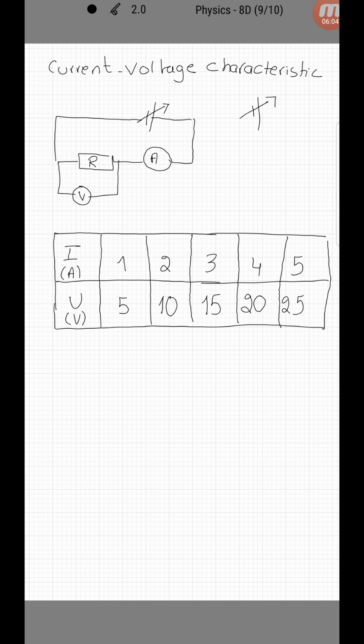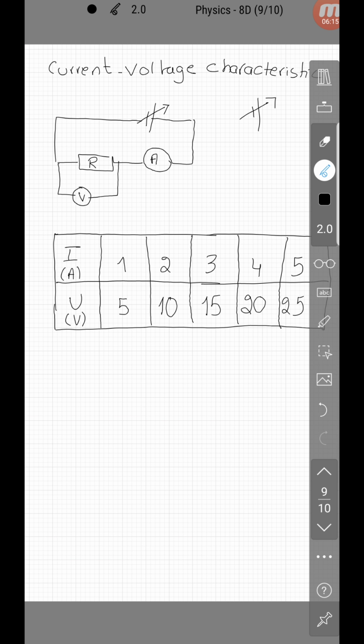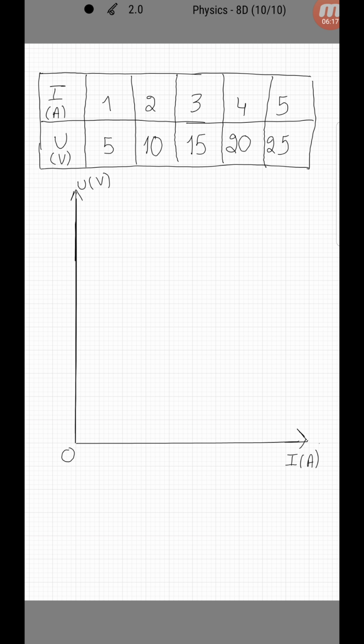Now, this is the table. Now, if I want to draw the current-voltage characteristic, I need to draw a graph that has the current and the voltage. Let's take the table. So, I draw a graph. On the x-axis, on the horizontal, I place the current, and on the y-axis, I place the voltage. Okay, always on the x-axis, the current, and on the y-axis, the voltage.